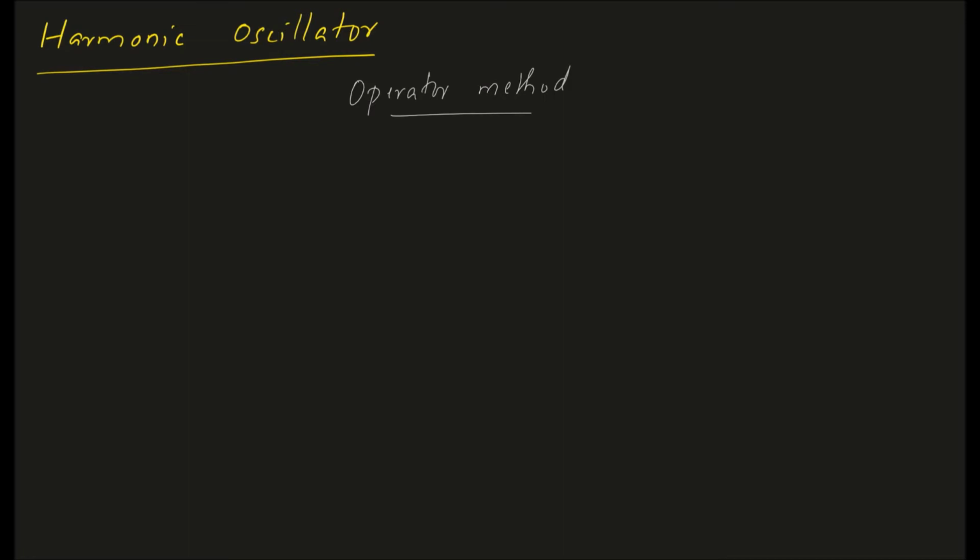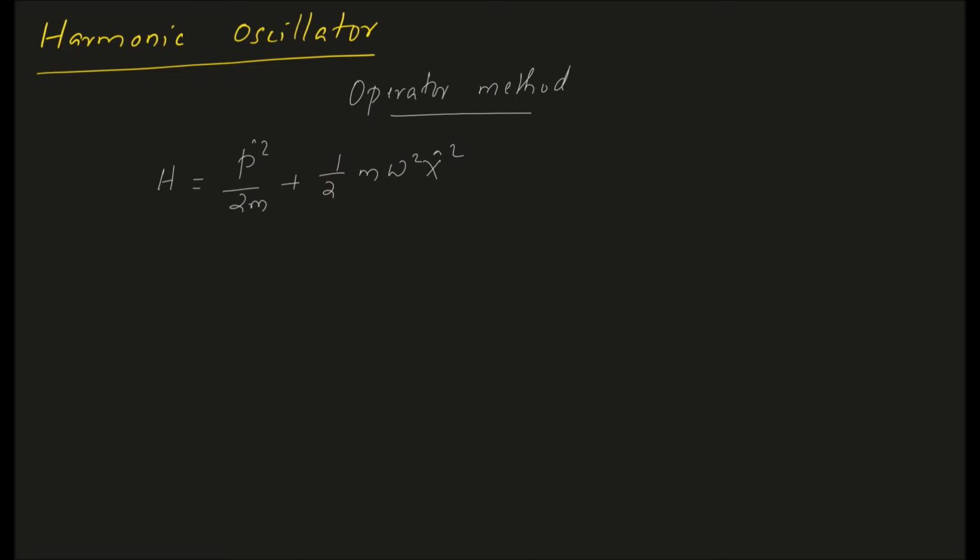So I hope all of you know the Hamiltonian of the harmonic oscillator, which we have seen in the previous semester. So the Hamiltonian of the harmonic oscillator is given by p square by 2m plus half m omega square x square.